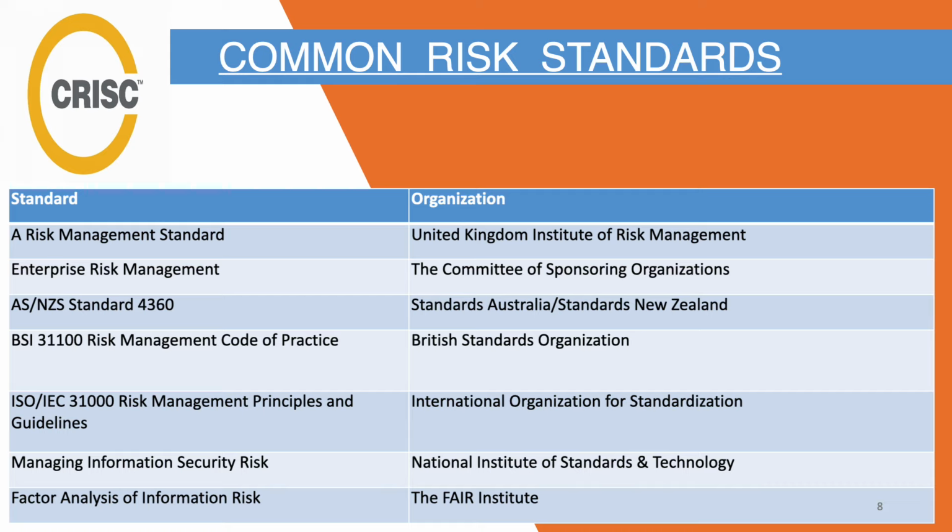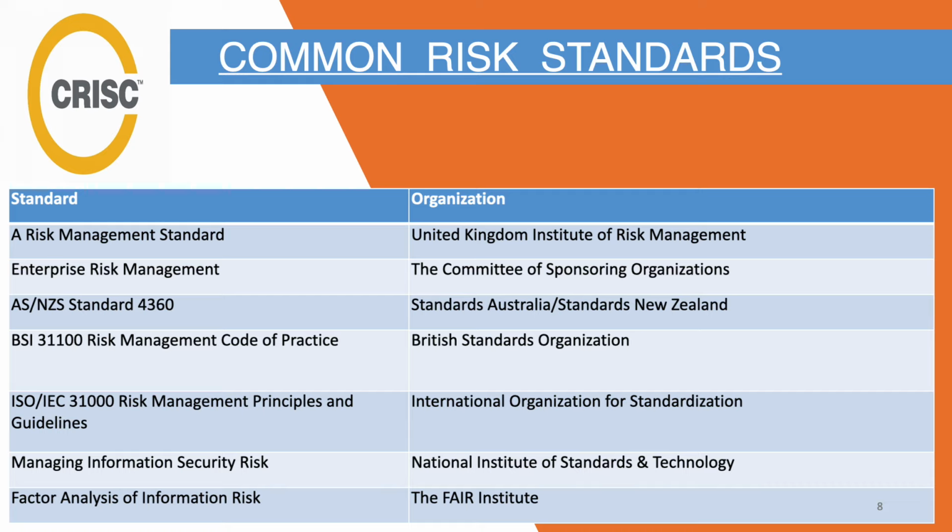Moving further ahead, that is ISO/IEC 31000, Risk Management Principles and Guidelines. The organization we deal with is the International Organization for Standardization. In this, ISO 31000, the risk management guidelines, provides the principles, a framework, and a process for managing risk. It can be used by any organization, regardless of its size, activity, or sector. Using ISO 31000 can help the organization increase the likelihood of achieving objectives, improve the identification of opportunities and threats, and effectively allocate and use resources for risk management.